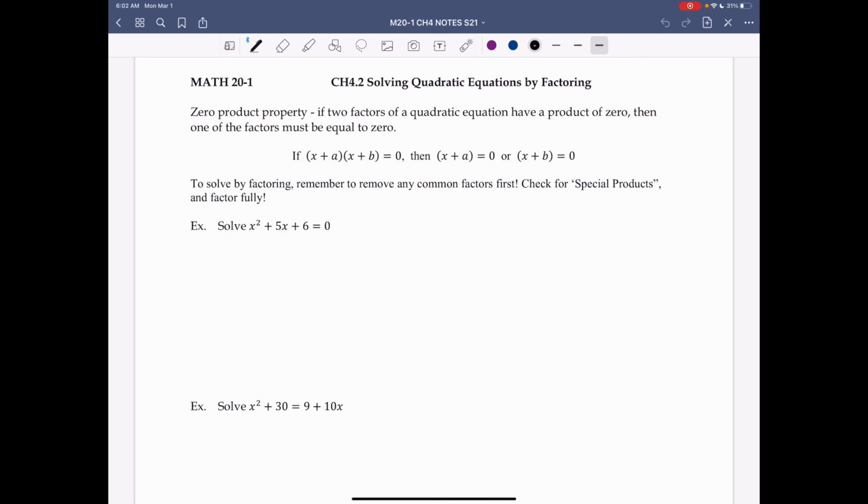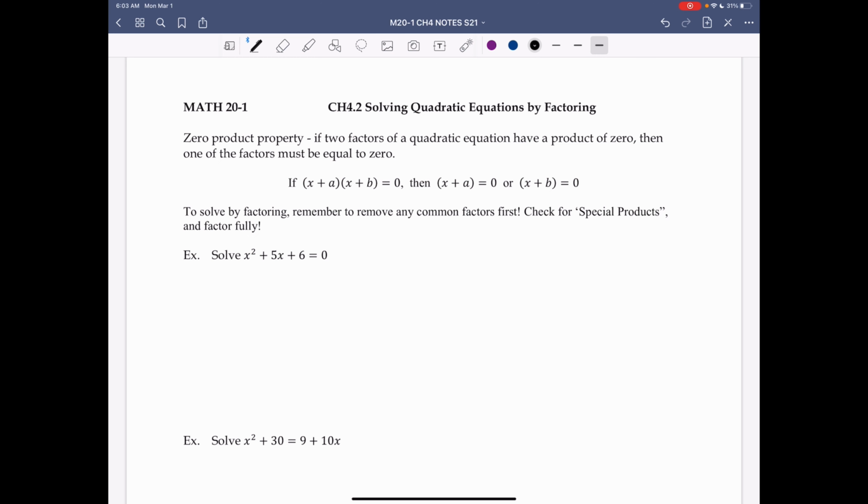To solve by factoring, remember to remove any common factors first. Check for special products and factor fully. Example: solve x squared plus 5x plus 6 equals 0. So obviously we are solving all of these by factoring.